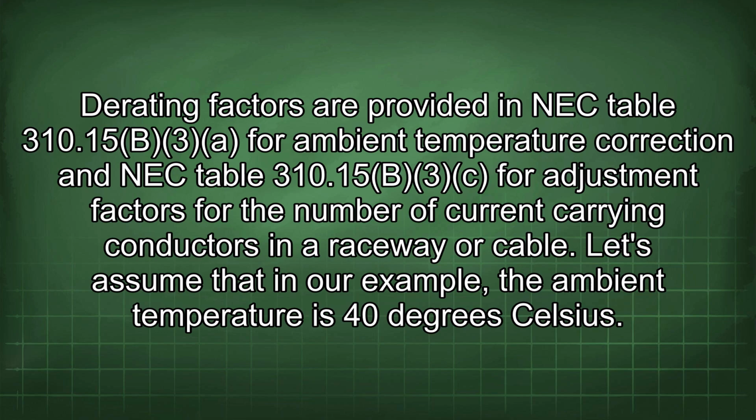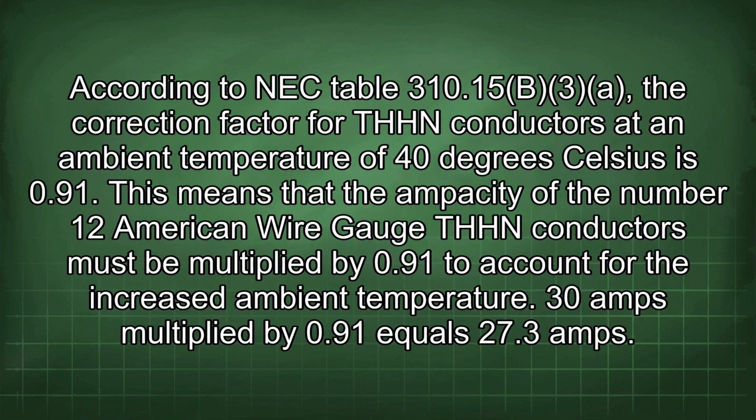Let's assume that in our example, the ambient temperature is 40 degrees Celsius. According to NEC Table 310.15(B)(3), the correction factor for THHN conductors at an ambient temperature of 40 degrees Celsius is 0.91. This means that the ampacity of the number 12 American wire gauge THHN conductors must be multiplied by 0.91 to account for the increased ambient temperature. 30 amps multiplied by 0.91 equals 27.3 amps.